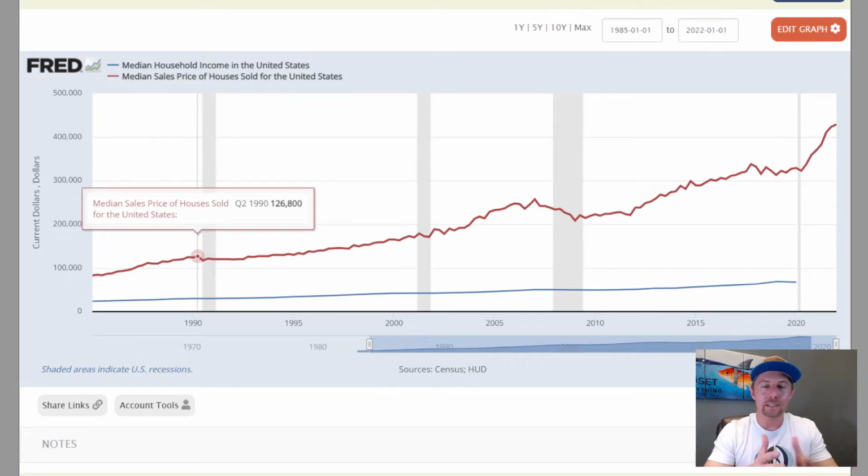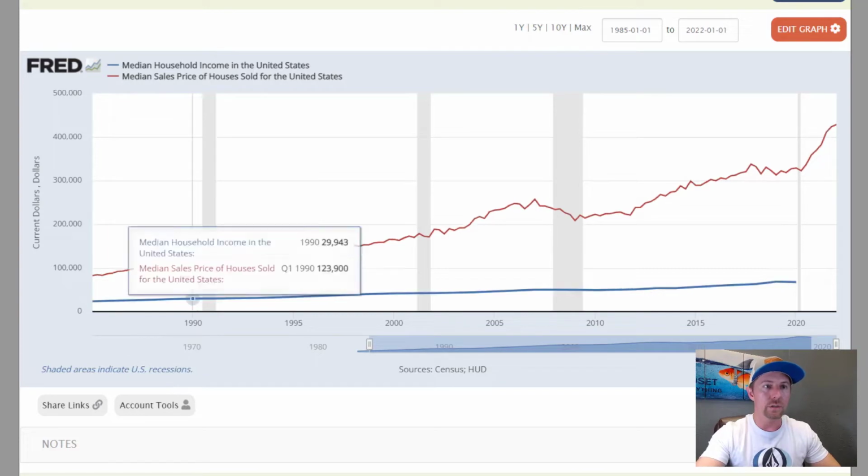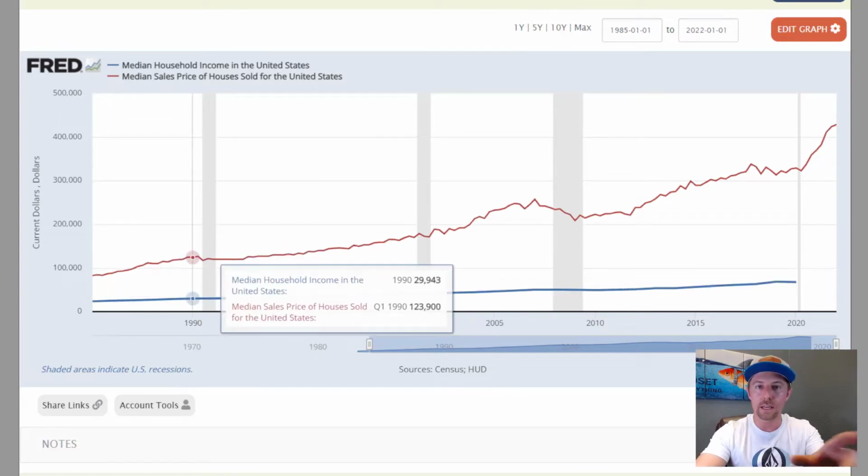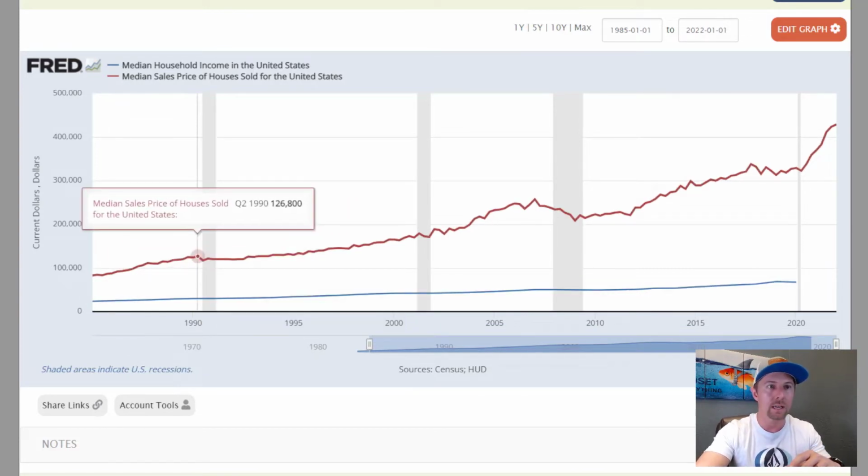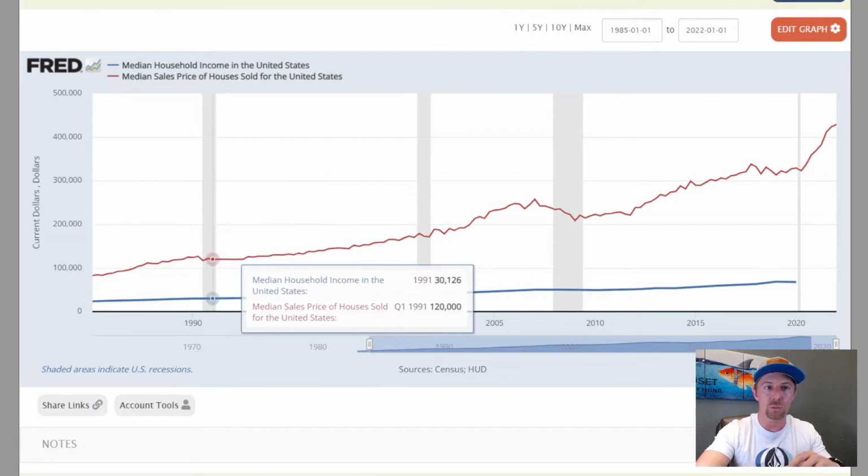And a lot of this has to do with what we call the price to income ratio. That's what we're evaluating here today, is how much the sales price of a home is versus how much the median household income is. Now, we're just doing this as an average. We're looking nationwide here. But you can see the blue line is actually the median household income up on the screen, and the red line is the median sales price of houses in the United States.